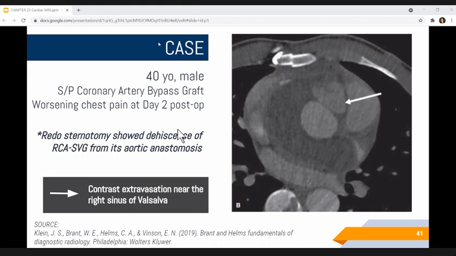So what happened to this patient? He underwent redo sternotomy where they discovered that the RCA SVG graft had dehisced from its aortic anastomosis.